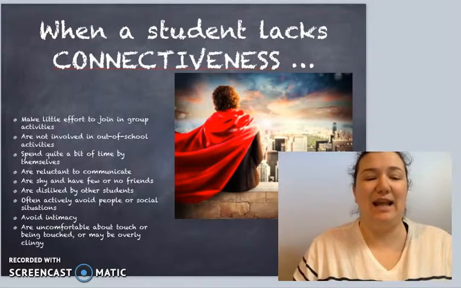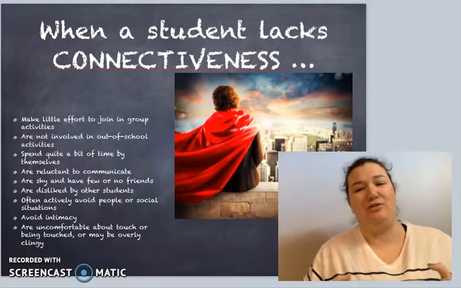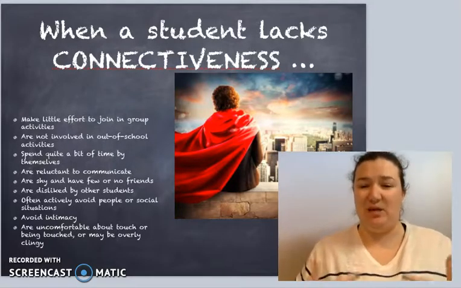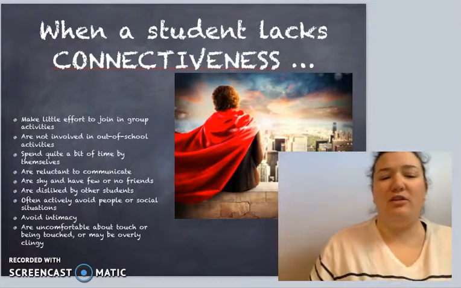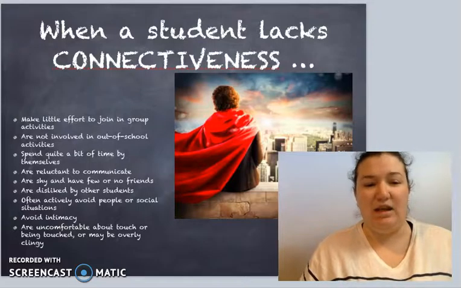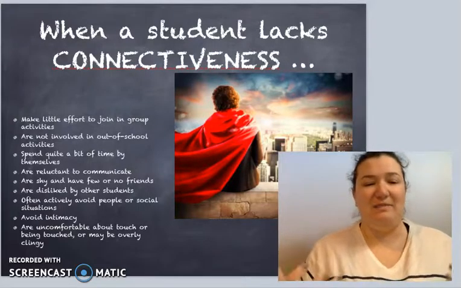When a student lacks connectiveness, and this is kind of where all of our hearts break a little bit more, because you see that they're not making those relationships that you'd hope for them to be making. So they're usually making little effort to join in on group activities. They're not involved in out-of-school activities usually. They spend a lot of time by themselves.